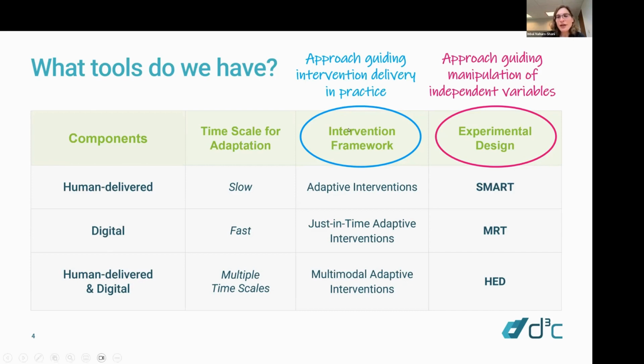In intervention delivery frameworks, we don't have randomizations because the goal is not to answer scientific questions. The goal of an intervention delivery framework is to guide the delivery of interventions in practice. And I want you to think about you trying to guide someone in delivering an intervention in practice. What do you do? You give them a protocol, right? You don't randomize. So no randomizations in adaptive interventions, JEDIs, and MADIs, but we do have randomizations in SMARTs, MRTs, and hybrid designs because these trial designs are supposed to help us answer scientific questions about how to best construct different kinds of adaptive interventions.